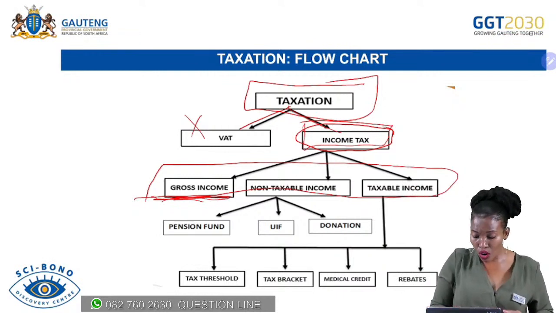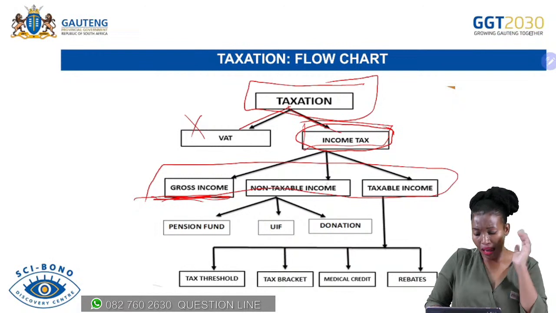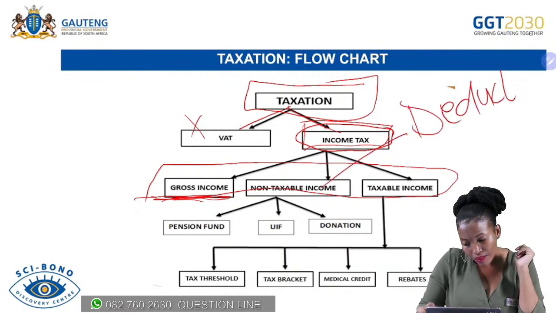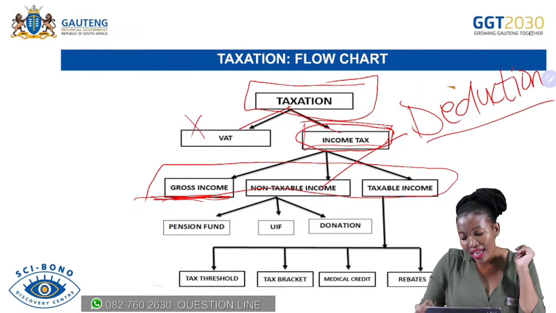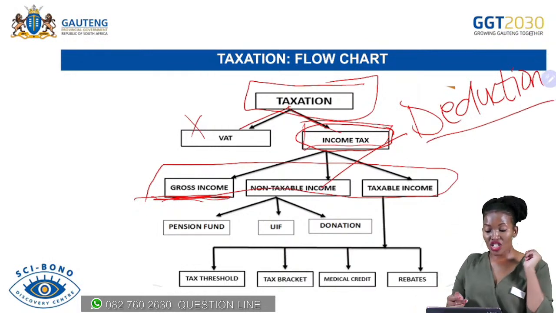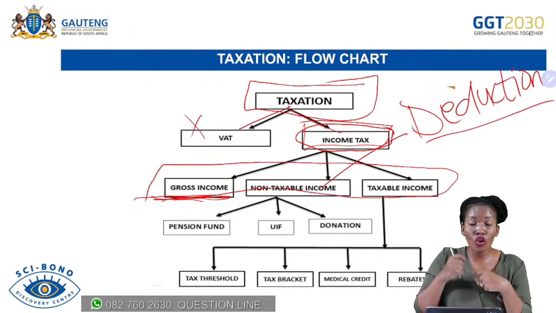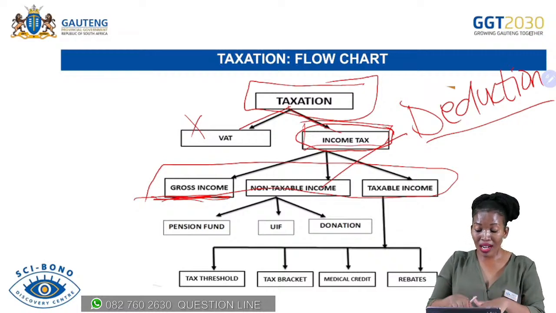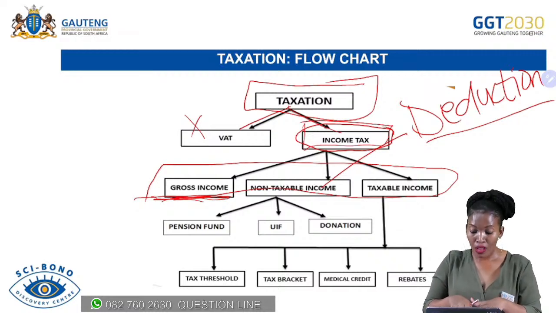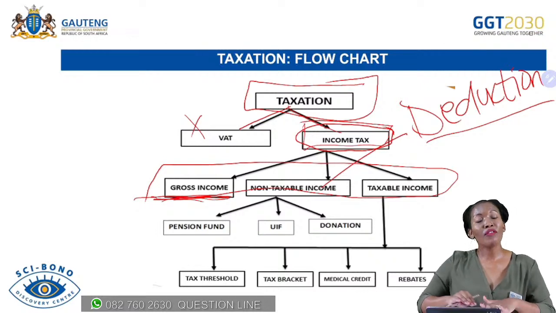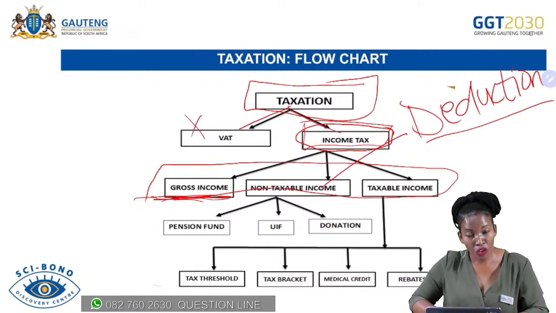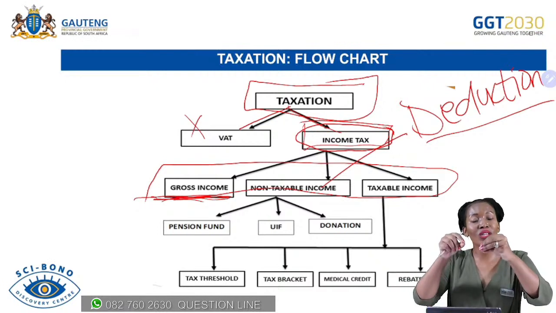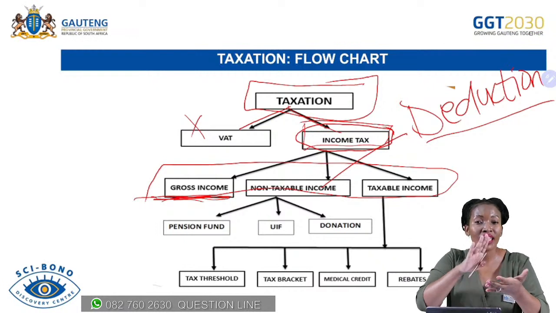And then we have what we call the non-taxable income. I actually prefer to use the word non-taxable deductions. Remember, guys, we spoke about deductions. We said deductions are the monies that are subtracted on your payslip from your gross income. So when you talk about the non-taxable deduction here, we're talking about those deductions that before you calculate your tax, you must first subtract them.